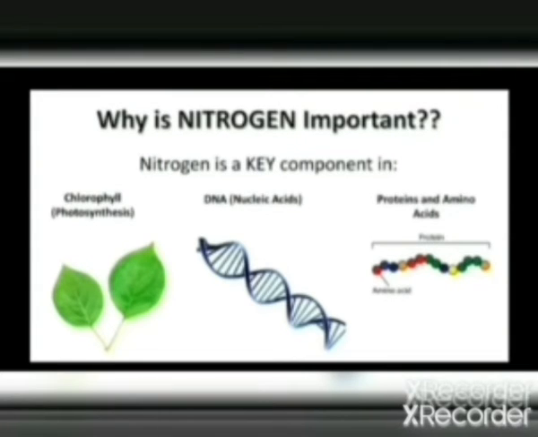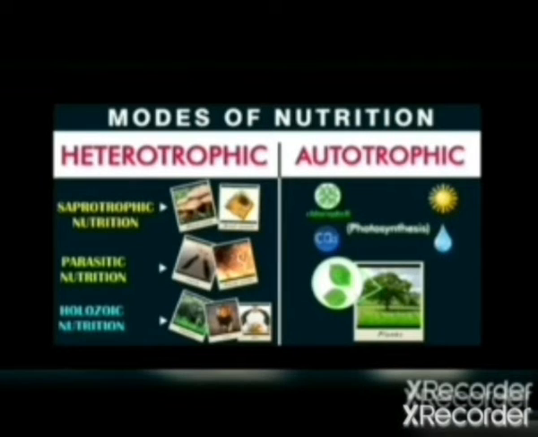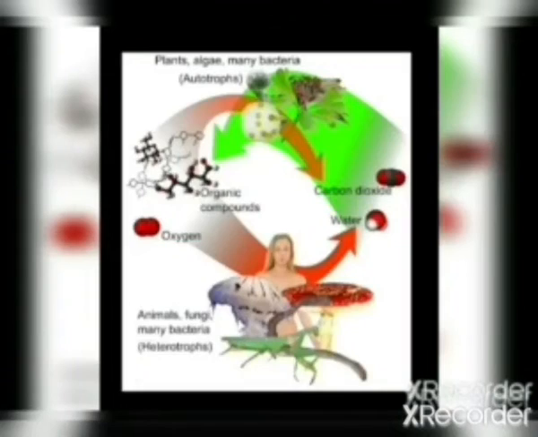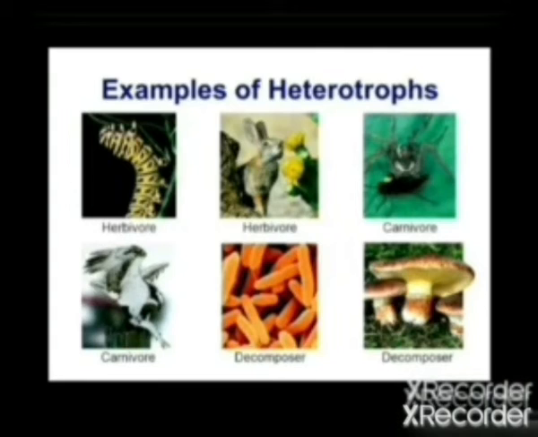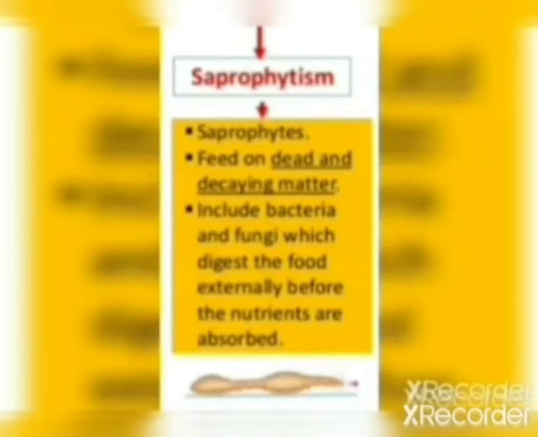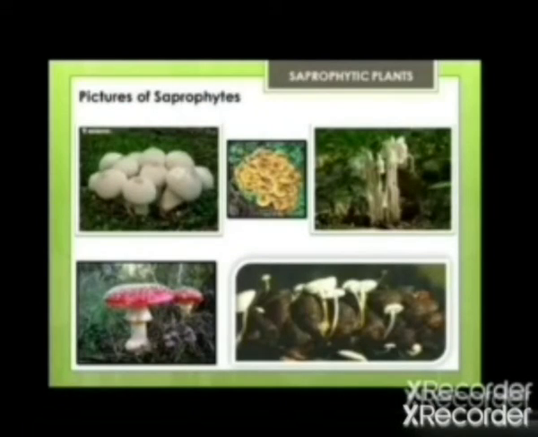And next, what is heterotrophic nutrition? The type of nutrition in which organisms are dependent on other organisms for their food requirement is called heterotrophic nutrition. Examples: animals, fungi, and bacteria. And next, what is a saprophyte? Organisms that break down the food materials outside the body and then absorb it are called saprophytes. Examples: fungi like bread molds, yeast, and mushrooms.